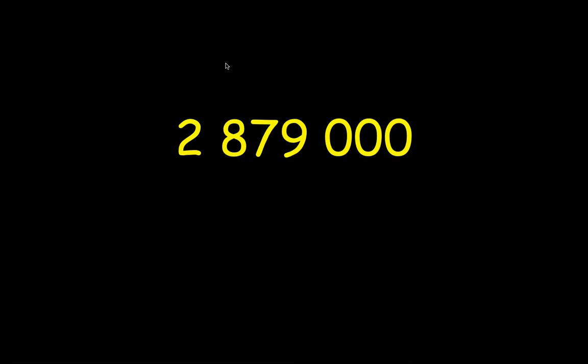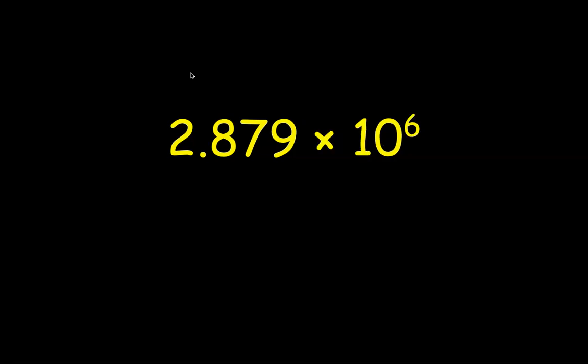2,879,000. Pause the video, and when you are ready, continue. Most important digit, ignore the rest, 2 million. On its own, it would be 2 times 10 to the power of 6. Put the other digits back in, 2.879 times 10 to the power of 6.